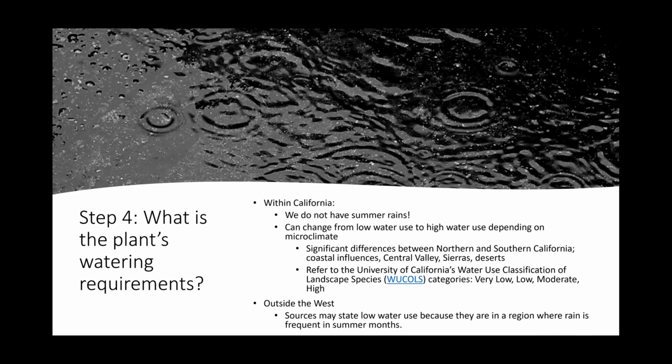So there you have it. You'll need to look at the WUCOLS, or the University of California's Water Use Classification of Landscape Species categories, because they look at pretty much all the plants we're going to be looking at for their water requirements. And there's only 4 categories: very low, low, moderate, and high. And that's what you want to share in your research, especially when you're doing the field guide.